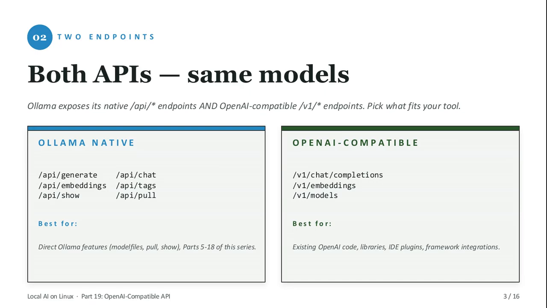Here's the key thing to understand. Ollama runs both APIs side by side against the exact same models. The native API endpoints, generate, chat, embeddings, pull, show, are what we've been using throughout parts 5 to 18, and they're your gateway to Ollama-specific features like Modelfiles. The /v1 endpoints mirror OpenAI's surface, chat completions, embeddings, models. Same Llama 3.1 8B underneath, two different doors. You pick whichever one matches the tool you're wiring up.